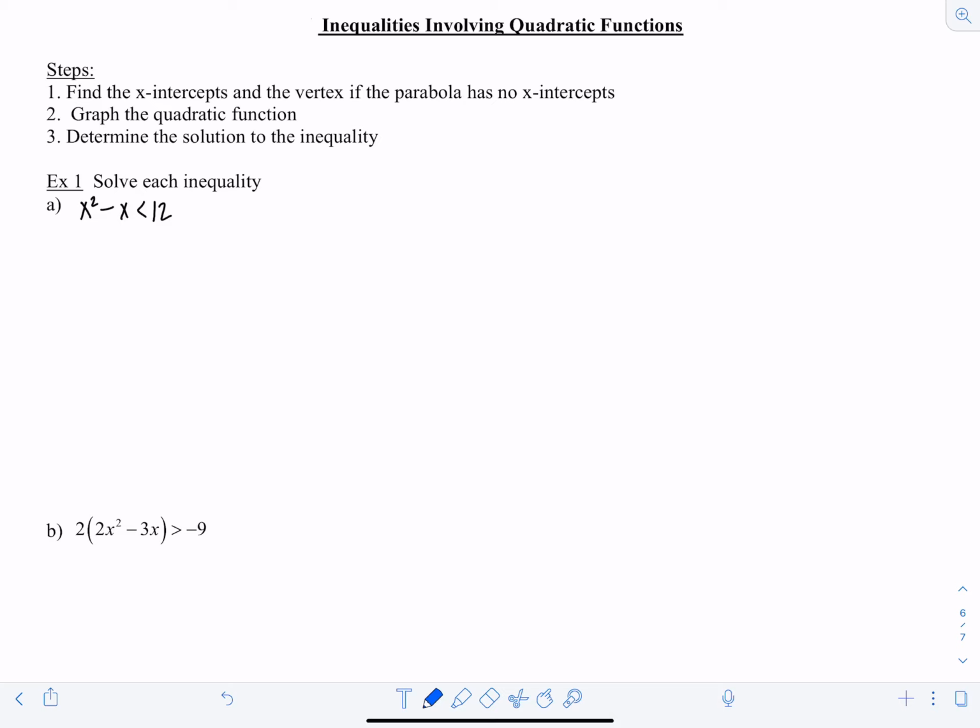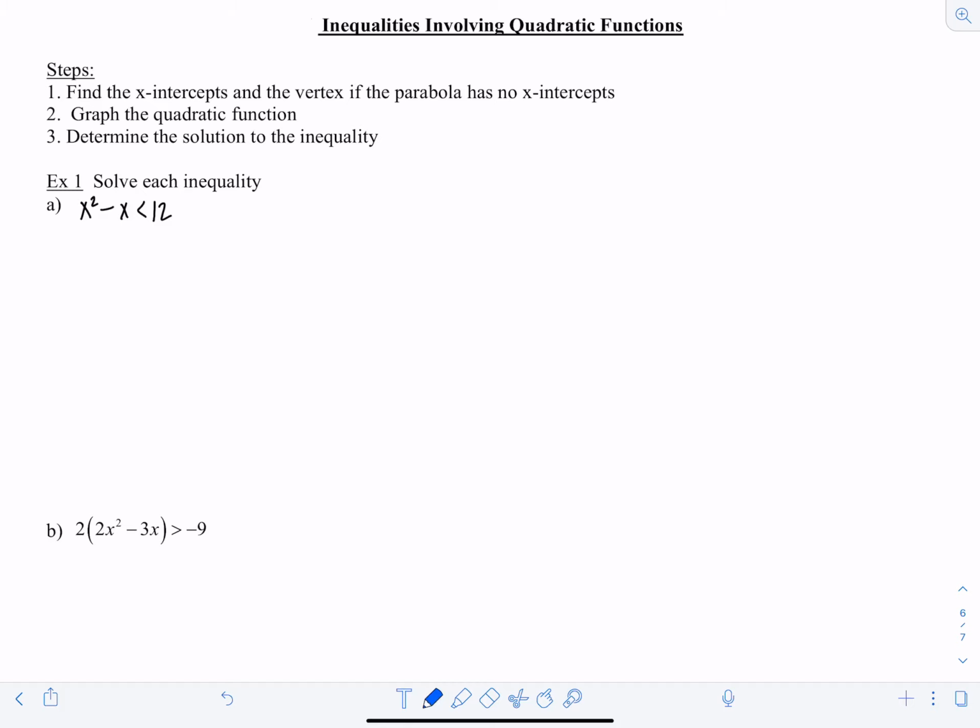This is Precalculus video lecture number 13 on inequalities involving quadratic functions. So since we've been studying quadratic functions, now we want to look at how we would solve inequalities of this kind. And here are the following steps. So the first thing is you want to figure out where the x-intercepts are for the quadratic function.